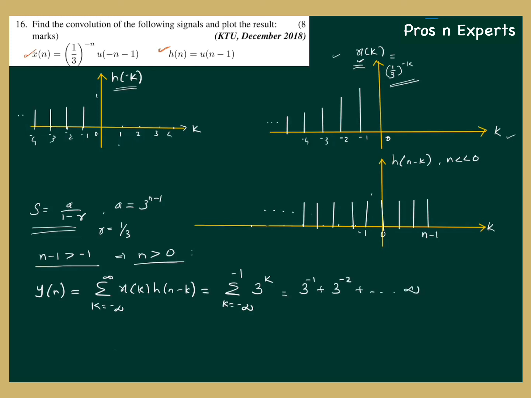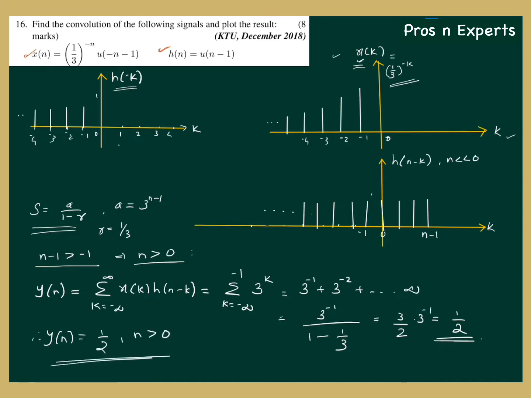Again, this is a GP, infinite GP with common ratio 1 by 3. So we have to use the sum expression, A by 1 minus R, where the first term is 3 raised to minus 1 by 1 minus 1 by 3. And you will get 3 by 2 into 3 raised to minus 1, which is equal to 1 by 2. Okay, therefore y of n is equal to 1 by 2 for the interval n greater than 0.